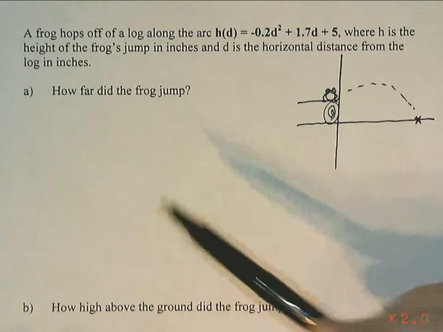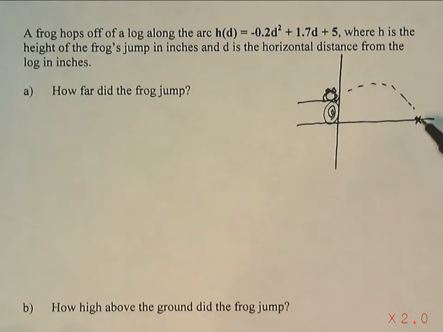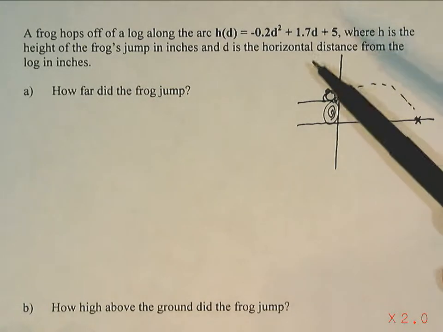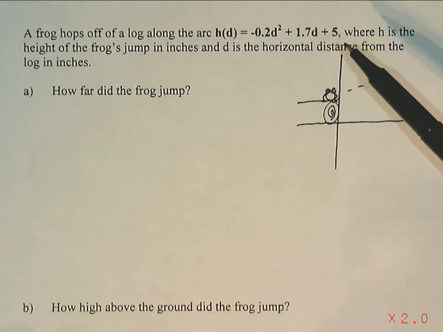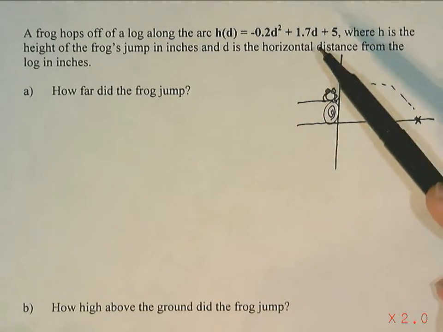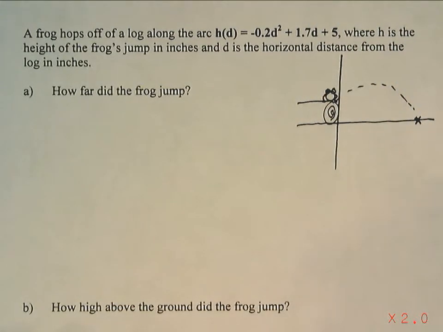So the question says, how far did the frog jump? What it's really asking us to find is our x-intercept. So what I want to do is find a way to find my x-intercepts. And we know how to do this by factoring. And we can factor, but I do see that there are decimals in there, and I'm not a big fan of factoring when we have decimals. So our other option is to use the quadratic formula. So I'm going to start by listing my a, b, and c, and then I'm going to substitute those numbers into the formula and calculate how far away the frog landed.